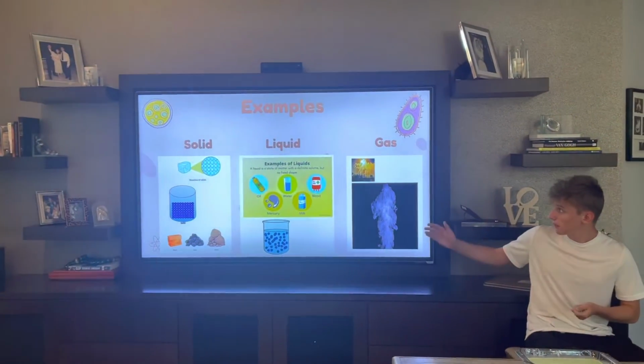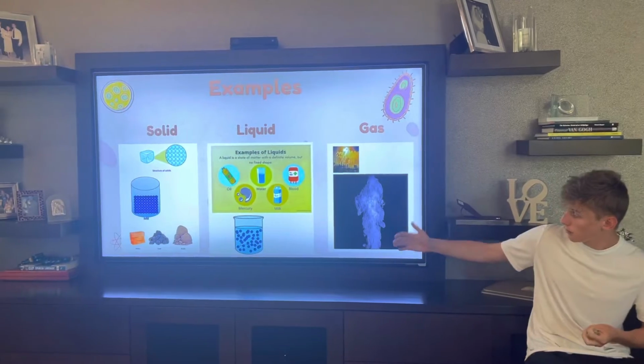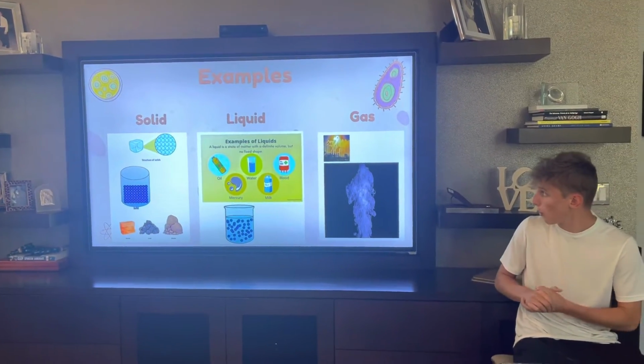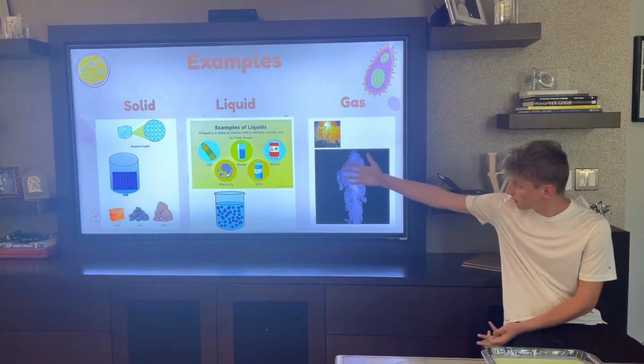Here are some common examples of a solid, liquid, and gas, and what the particles look like in a closed container, or open. Gases, liquid, solid.